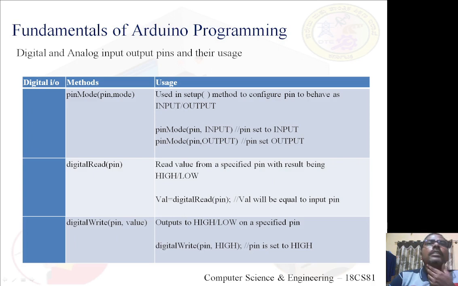The next method, digitalRead. Suppose one pin is configured as input. Its value can be read. Its value might be either 0 or 1. That value your microcontroller can read. For that, I need to use the method digitalRead.